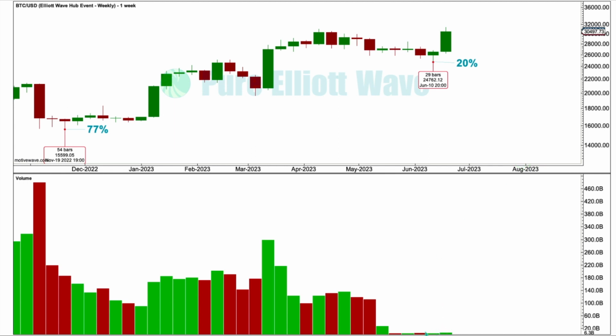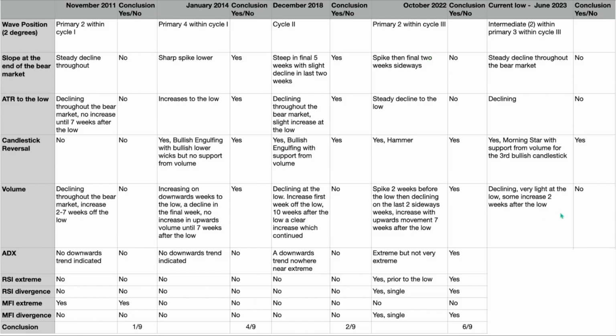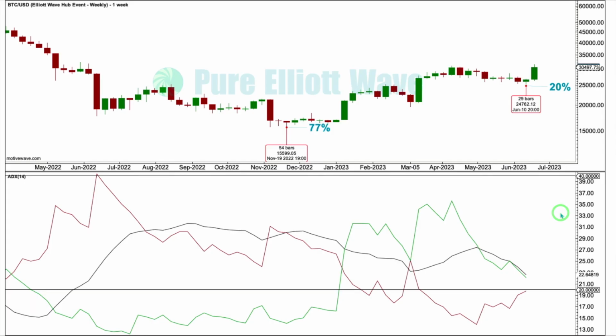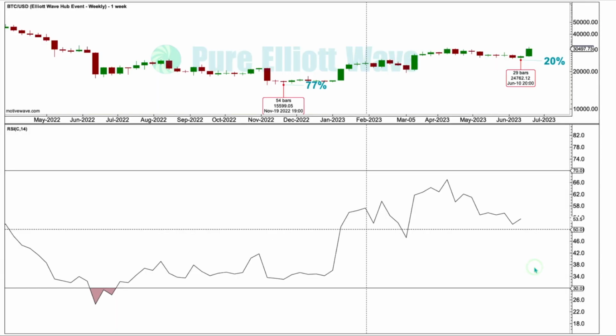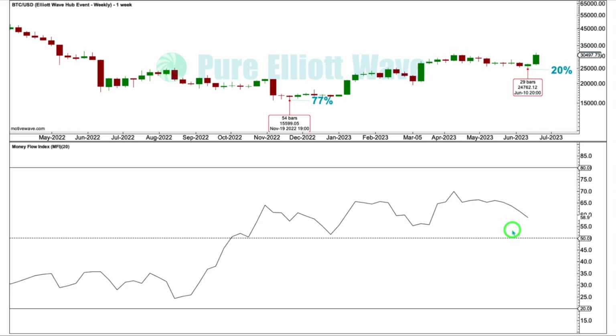Now, when you compare it to the previous week, this is not certain. I am really concerned that it is brief, and that's why I have that alternate. But it is looking more than 50% likely, I'd say maybe 60% likely, that this is the low for intermediate wave 2. No increase in volume at the end, very, very light volume, a little increase 2 weeks after the low. ADX not indicating there's a trend, let alone an extreme trend. RSI nowhere near oversold, still above the halfway mark in positive neutral territory, and likewise money flow.